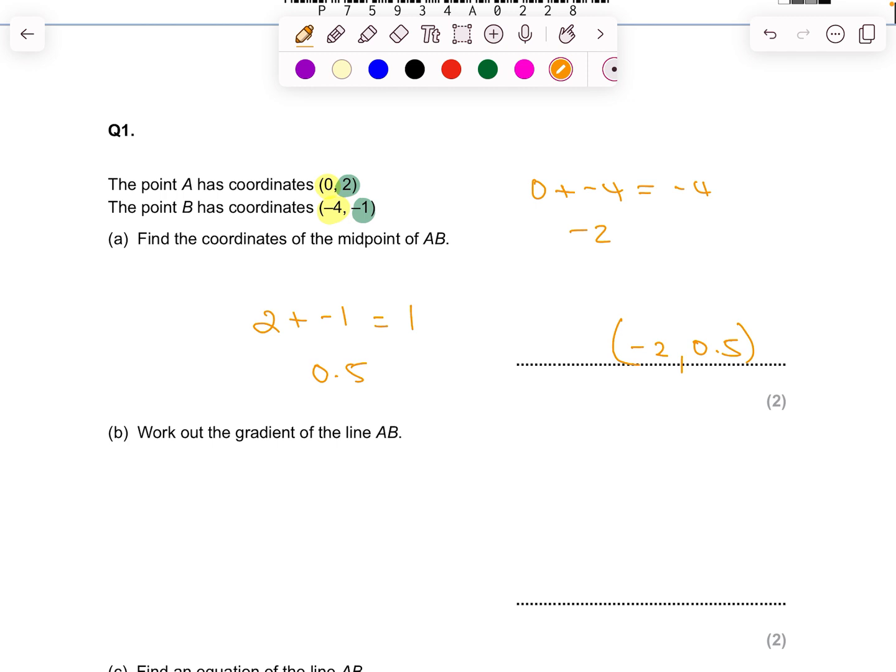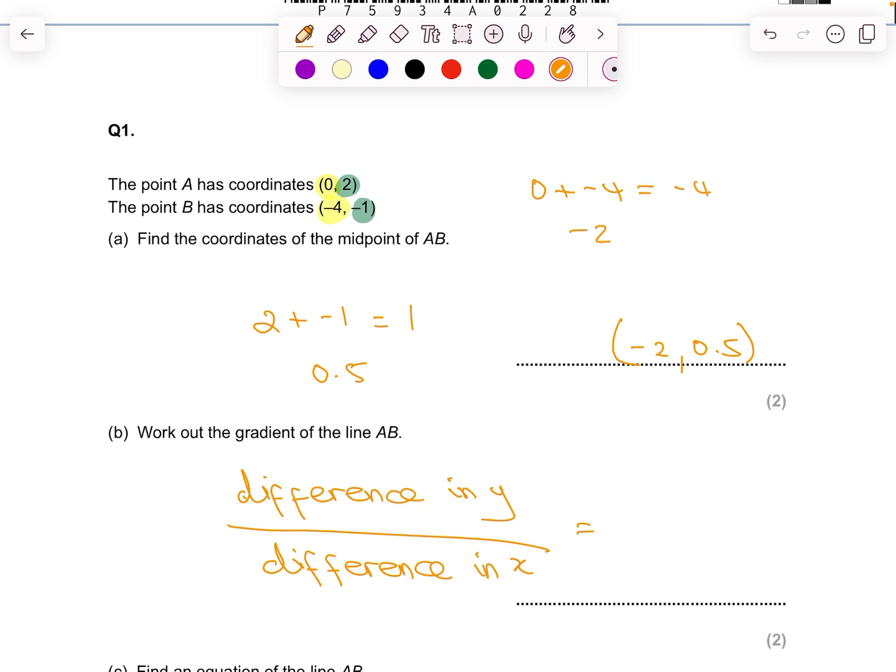Work out the gradient. So got to be careful again with the gradient. It's a difference in y, so you've got to look at the y values first, divided by the difference in x. Okay, so in this case, we look at our y's and we take our second one first and we do minus 1, take away 2. And then we look at our x values. Again, take the second one first, so minus 4, take away 0.